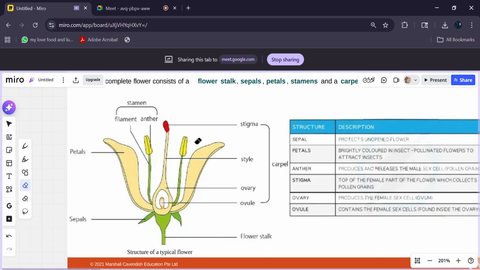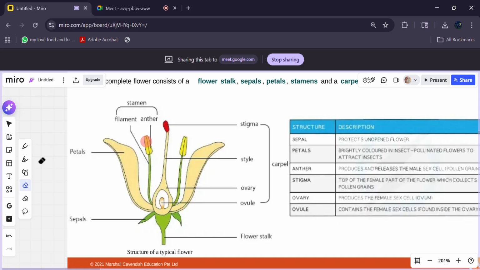Now we're going to go to the stamen. A stamen is an organ found in a male flower. It's the male part of the flower, and the stamen consists of an anther and a filament. This is an anther, and this stem-like part is the filament. This entire part, let me highlight, is the filament, and this small bud is the anther.